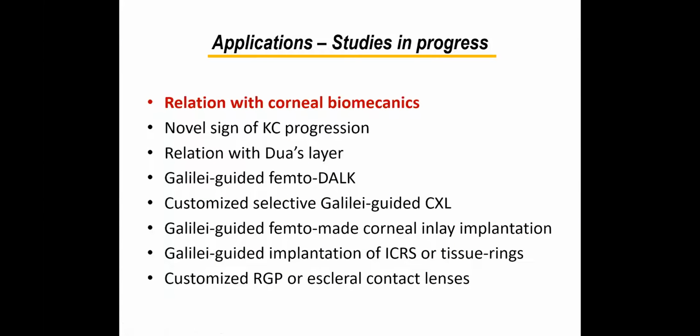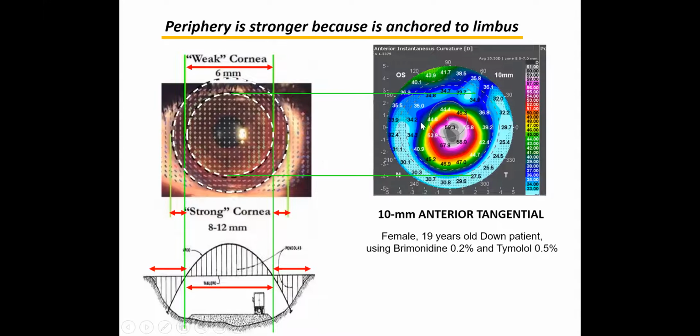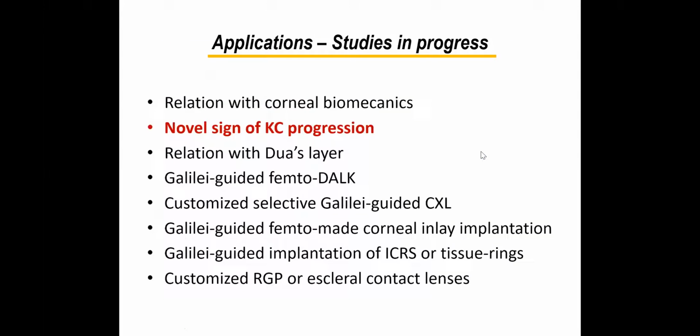This kind of sign we began to apply with corneal biomechanics, and we understand that the cornea is stronger at the periphery and weaker at the center, exactly like a bridge, which is anchored to the earth. The cornea is anchored to the limbus. So it's stronger. And when the cornea goes forward, it is stretching and the tissue is more compact and thicker in the periphery. So this is a novel sign for progression that we are evaluating.